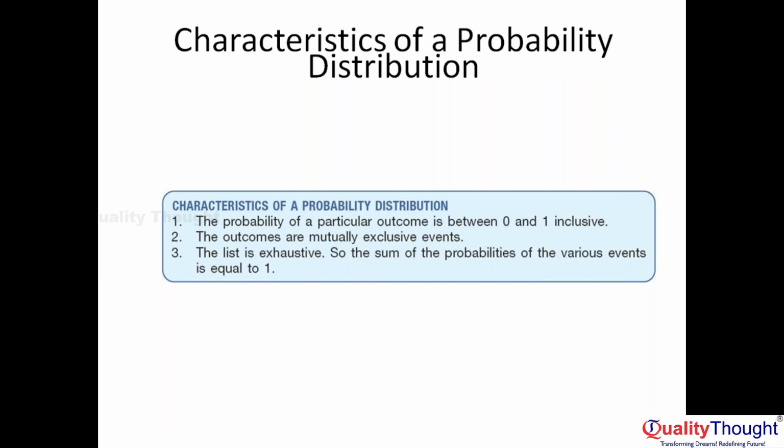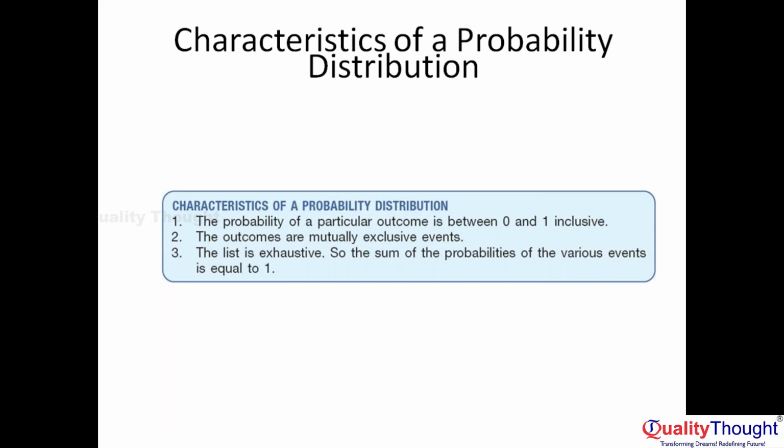Guys, there are three characteristics which we need to understand for a probability distribution. I'm coming from very scratch for this probability. The probability of one particular outcome should be between 0 and 1, both values inclusive. And the outcomes are mutually exclusive events.